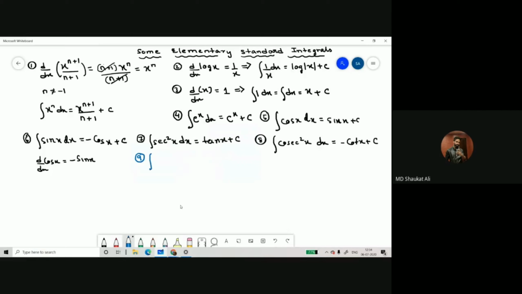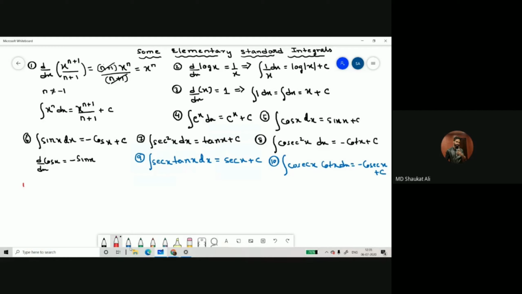Now look at number 9. If you have integration of sec x tan x dx, this we know will be sec x plus c, because d/dx of sec x is sec x tan x. Similarly, these are all I'm getting by derivation. If I know the derivative, I know the integral also. Suppose cosec x cot x dx. This will be minus cosec x plus c. Am I correct or not?